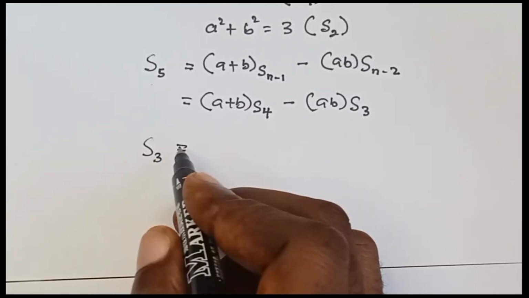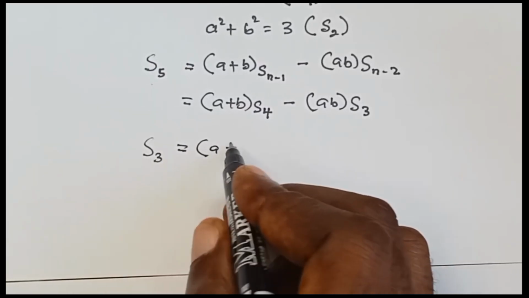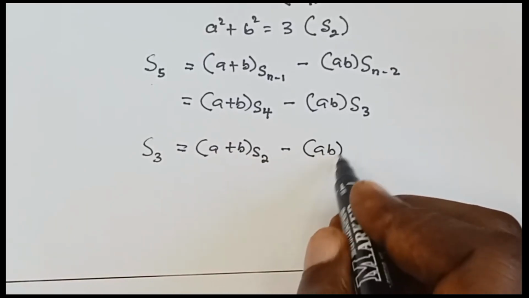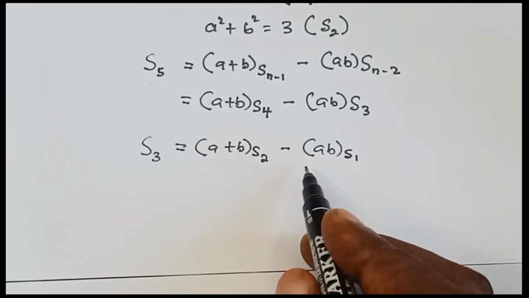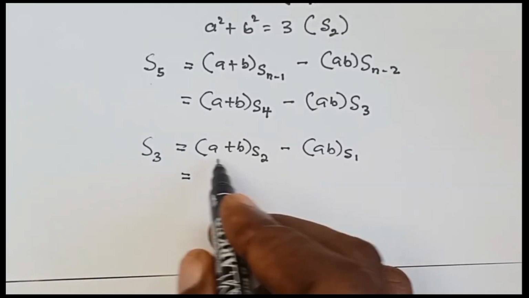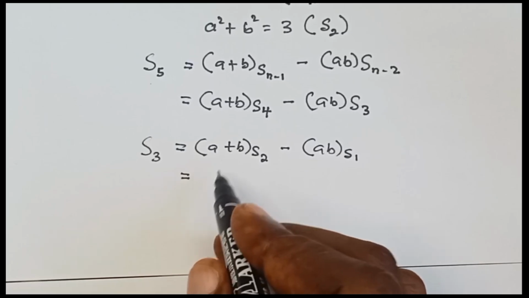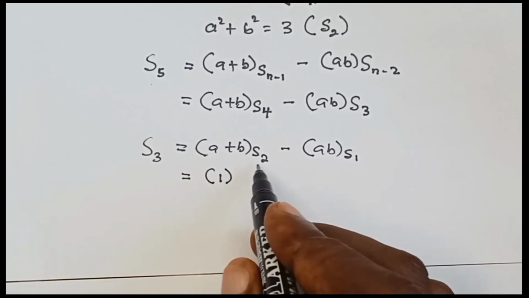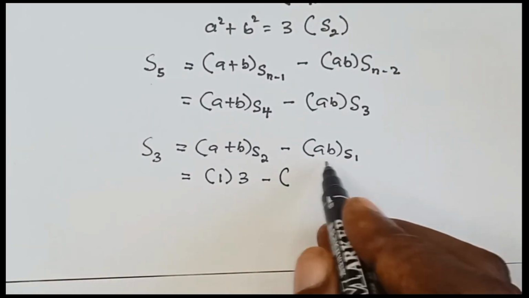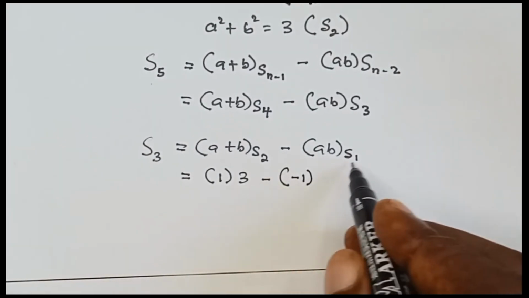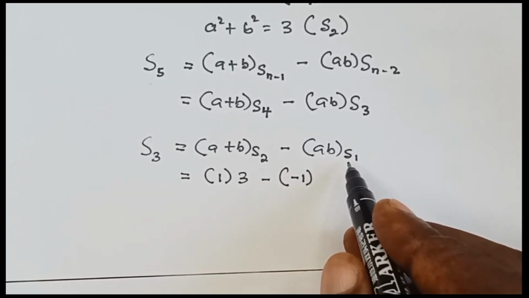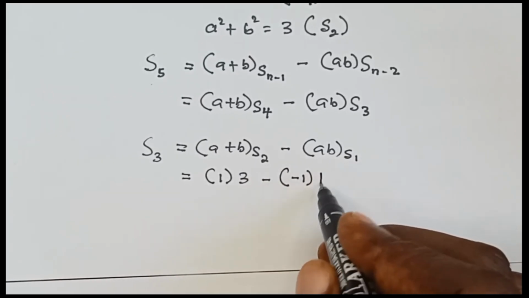Our S3 now is going to be (a plus b) S2 minus ab S1. Okay, that will be the sum of the third power. Now, what is our a plus b? Remember that our a plus b is 1, so we have 1. What is our S2? Our S2 is 3. 3 minus, what is ab? Remember ab is minus 1. And what is our S1? Our S1 is 1, because we are given a plus b equals 1.